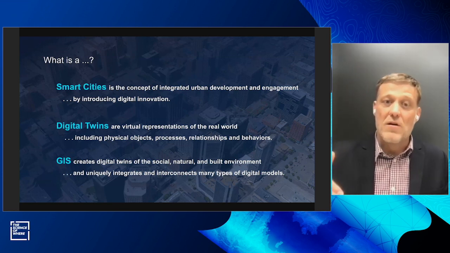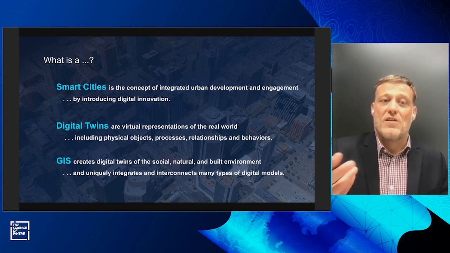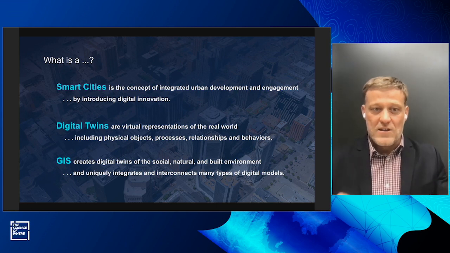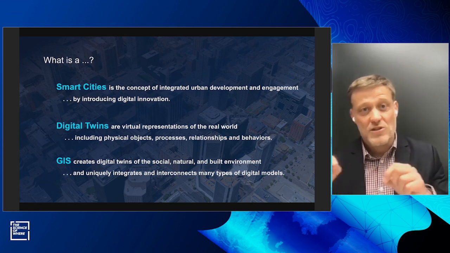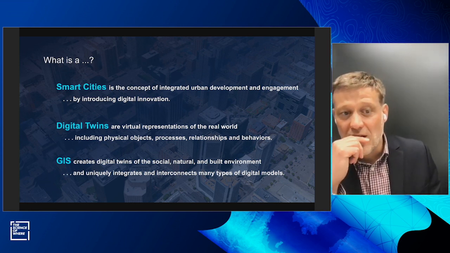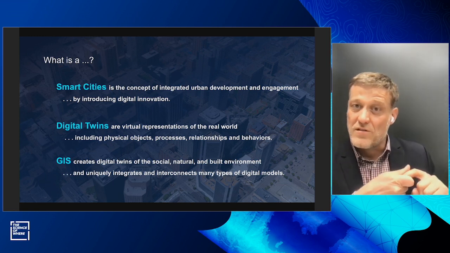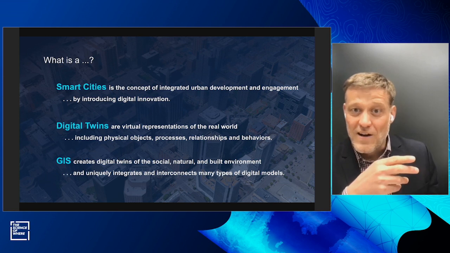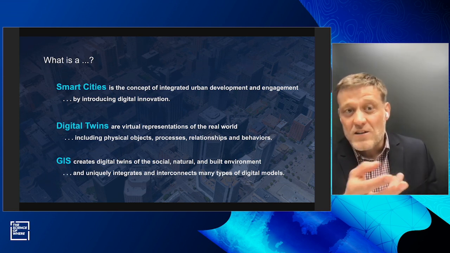And I showed you a couple of examples here, right? And these are the tools that can be used in order to become a smart city. And the underlying foundation is the GIS that creates this digital twin of a social, natural, and built environment, and uniquely integrates and interconnects many types of digital models, as we have done so many years before with our 2D way of looking at it. Now we are connecting it to a 3D world.